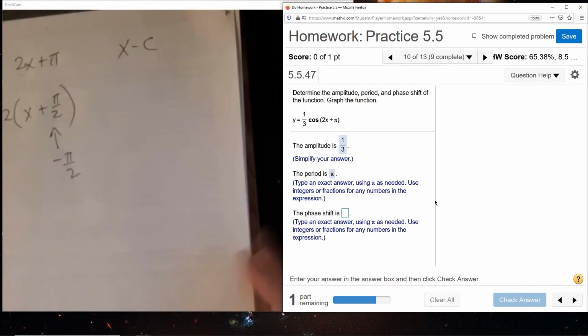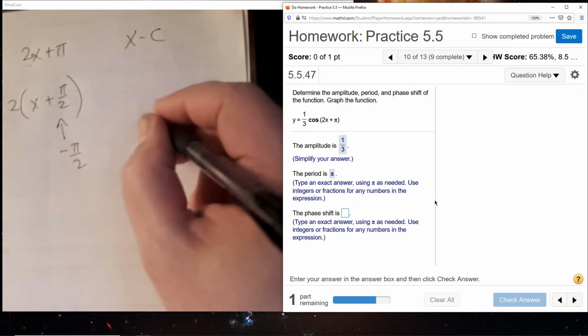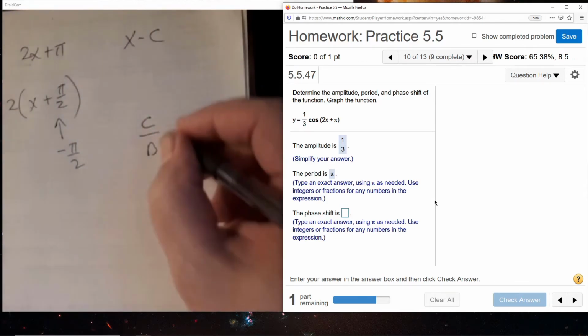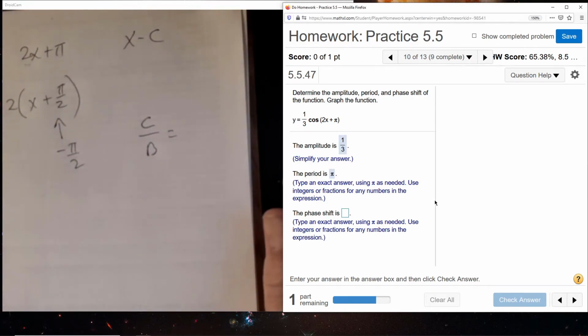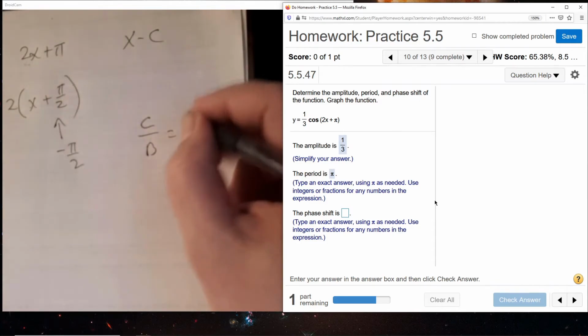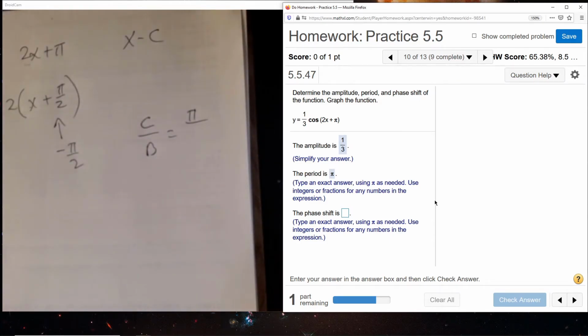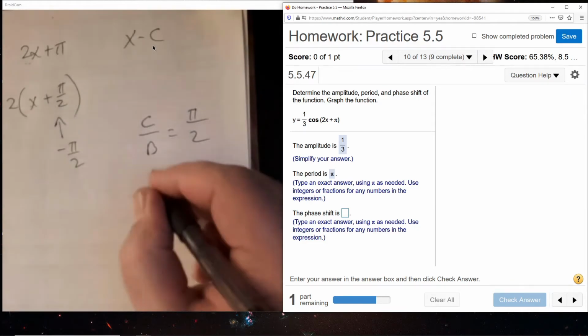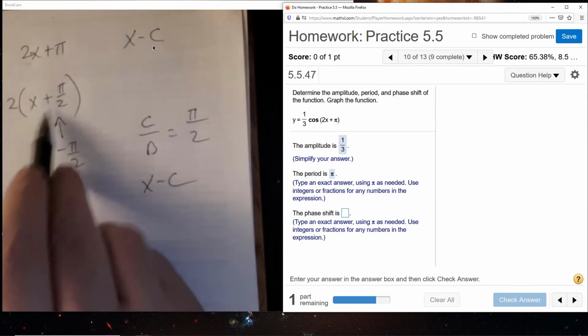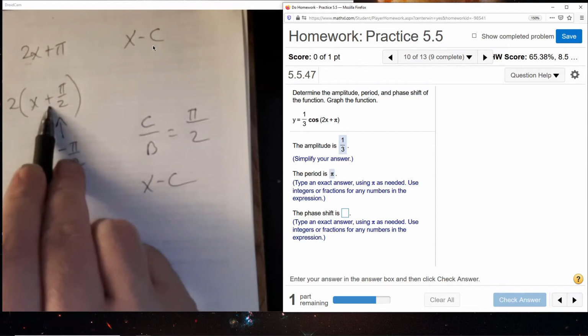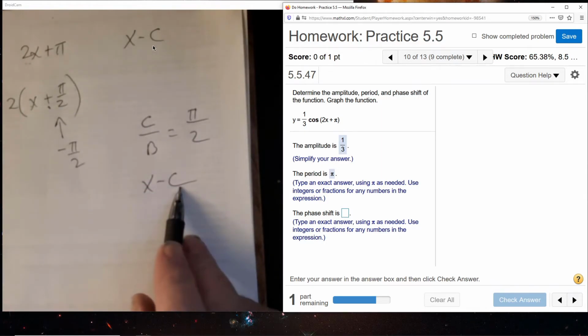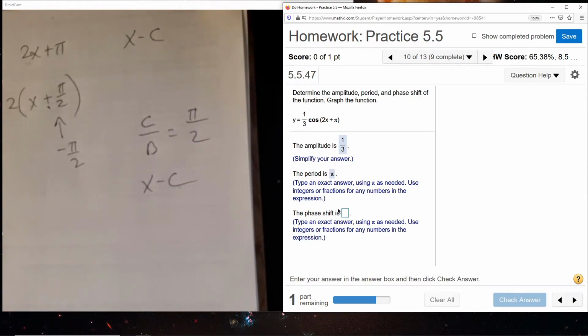Now the other way you could do this, they'll both get you the right answer, is c over b. Remember that? So if we look at the problem here, c is pi and b is 2. And there is our pi over 2. And again, it is negative. Remember, our standard form is x minus c, but we have a positive sign, which means c must be a negative number.